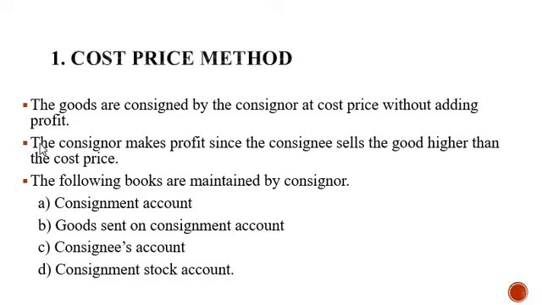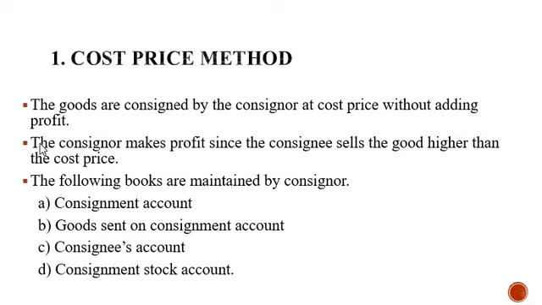Now, to give you a simple idea of what I'm explaining here: suppose the cost of production, or the cost price of the product, is say 100. When the consignor is sending the goods to the consignee, he will say that the cost of the goods is 100 only. He will not include his profit. He will send the goods to the consignee at 100 rupees only.